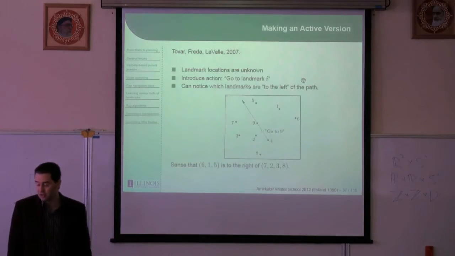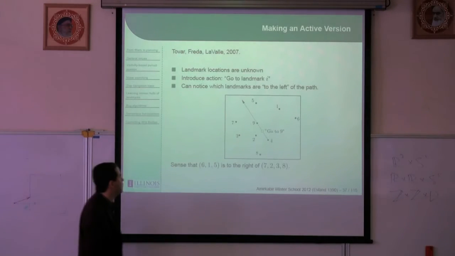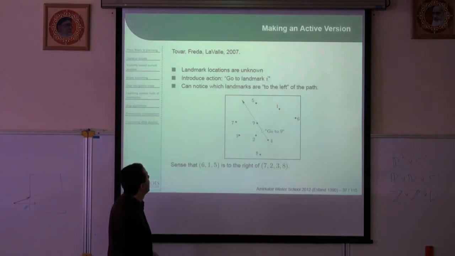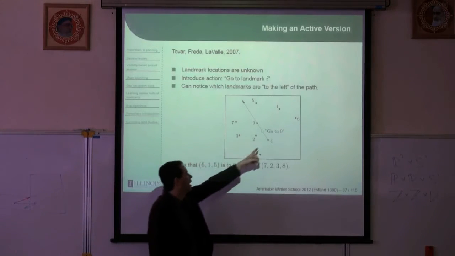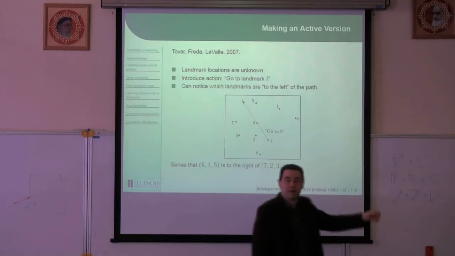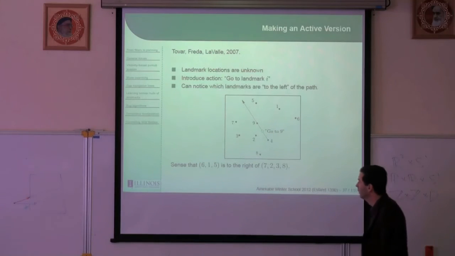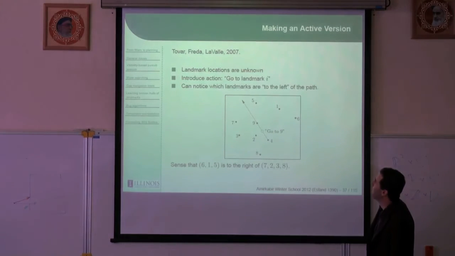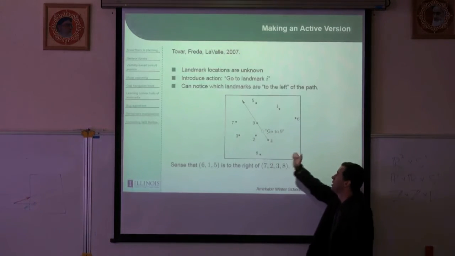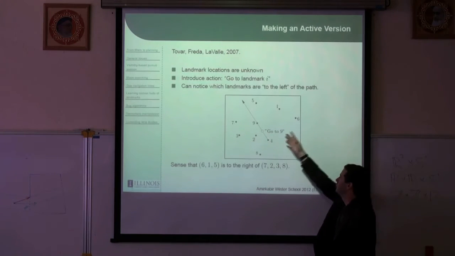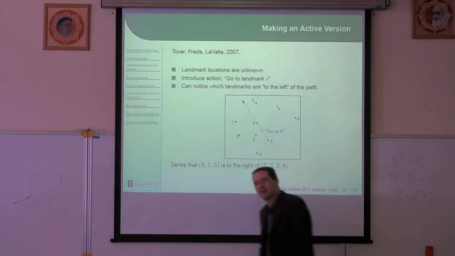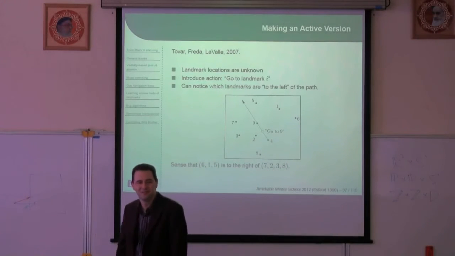Well, it's very interesting. So we have, again, a motion primitive, because we're doing planning. We say the landmark locations are unknown, and we have a primitive that says go to landmark objects. So here we can say go to 9. Just like chasing the gap, we can go to a landmark. And here's one thing we can do. While we're moving to 9, we can notice which landmarks are to the left and which ones are to the right. If you have that kind of information, what can you do?